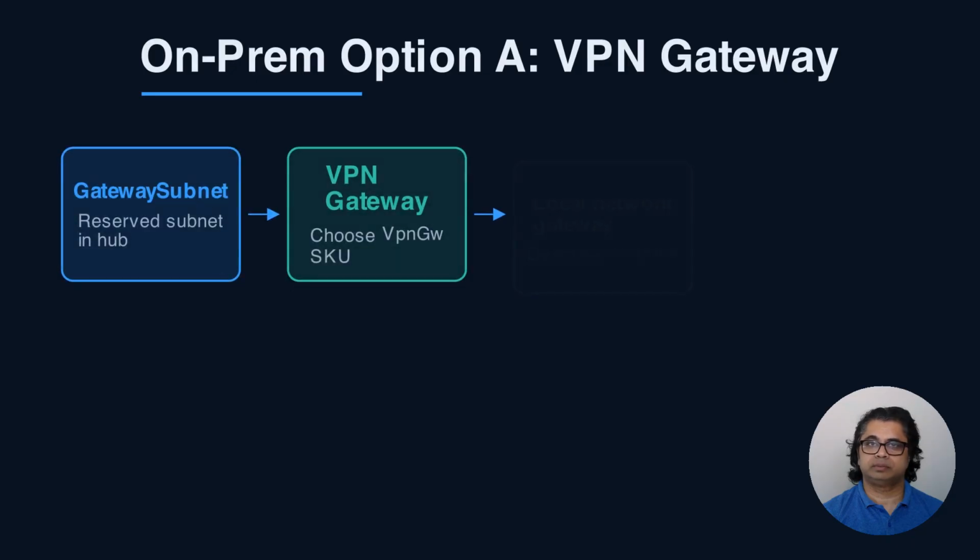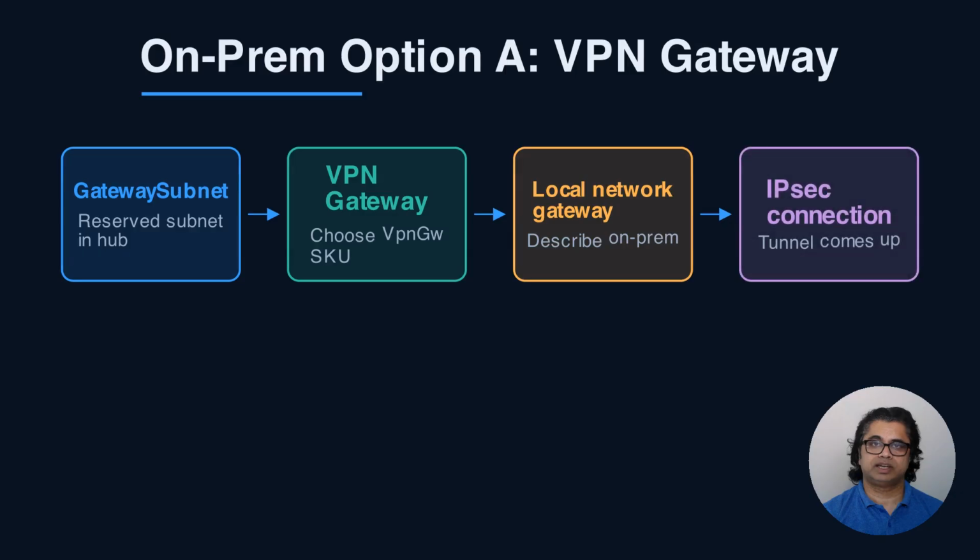Option A is a VPN gateway. You deploy a gateway subnet in the hub, create a VPN gateway resource, then a local network gateway describing your on-prem device, and a connection that establishes an IPsec tunnel over the public internet. Pick a SKU based on throughput.